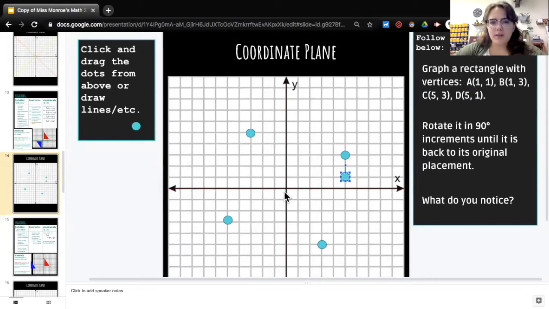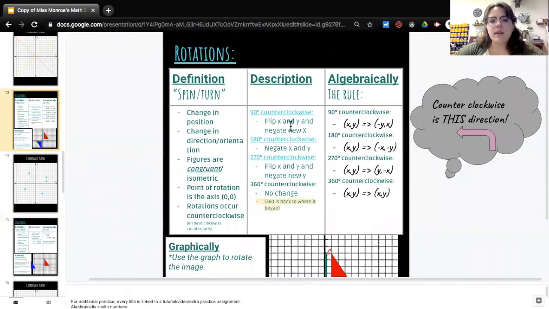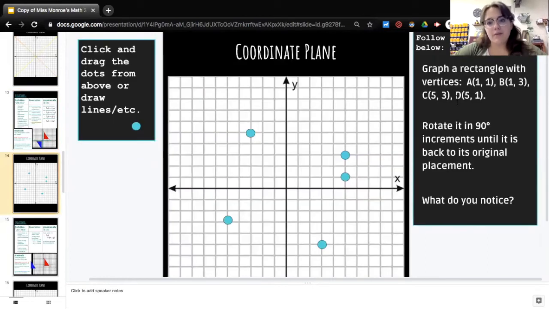So you can kind of orient it a little bit. So now I have, negate my new X. I negated my new Y originally. So it's negative Y, X. So it's negative 3, 1. Or negative 1, 5. So again, I'm going clockwise.